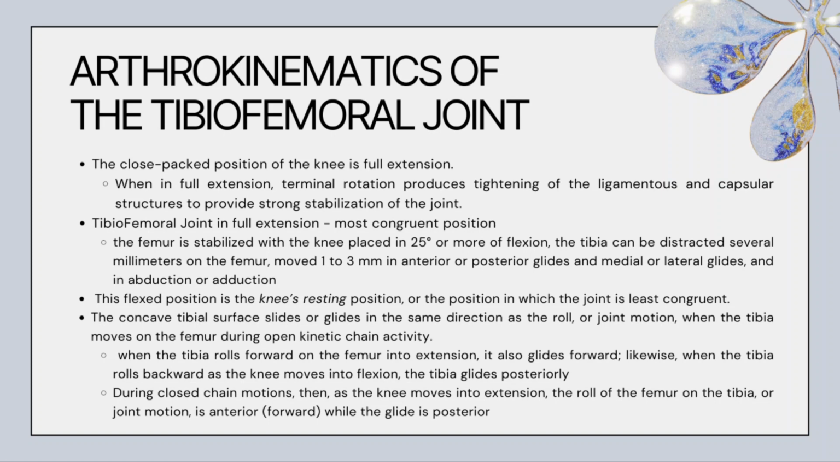So, the close-packed position of the knee is full extension. When our knees are in full extension, the terminal rotation produces tightening of ligamentous and capsular structures to provide strong stabilization of the joint. So, when we are in full extension, our tibiofemoral joint is in the most congruent position. Then, in flexion, our tibiofemoral joint is in its least congruent position.